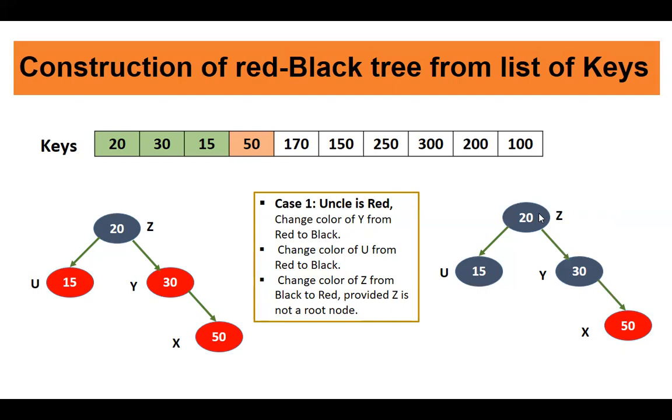And change the color of grandparent to red if it is not a root node. But now this is a root node, so we will not change the color, right? Again, I repeat, change the color of uncle and parent to black, right? Uncle and parent are colored black, right? And change the color of the root node to red. Now root node, if it is not a root node, then red, otherwise keep it black. Now because Z is a root node, we are not changing its color, we are keeping it black, fine?